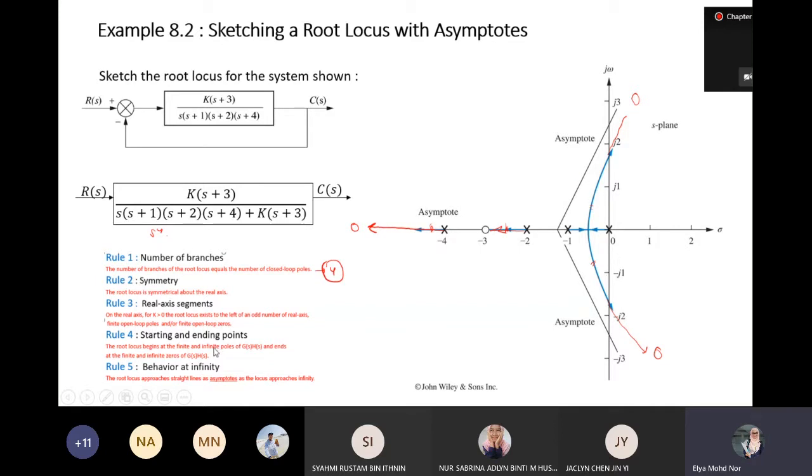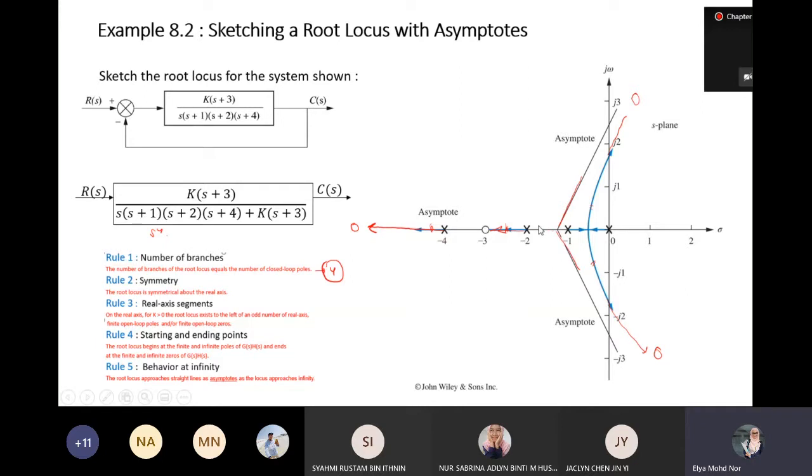So rule number 4, the starting and ending points. The starting must be from poles to zeros. Those are the rules. If a zero does not exist, it must end somewhere at infinity. Rule number 5 is the asymptote. You already calculated the asymptote, so this is the asymptote. Okay, so those are the sketching.